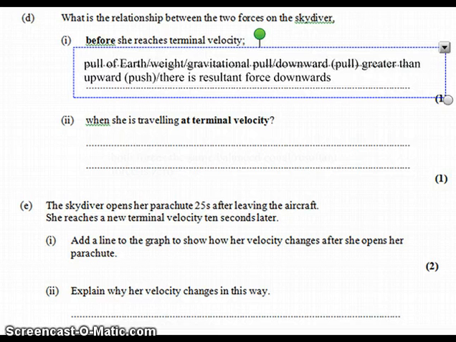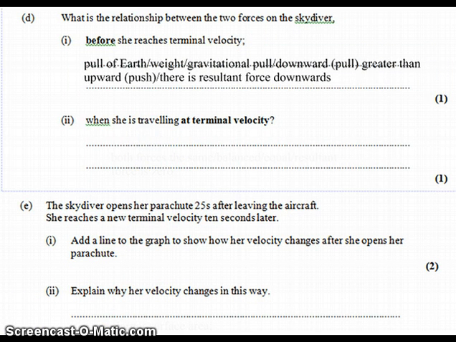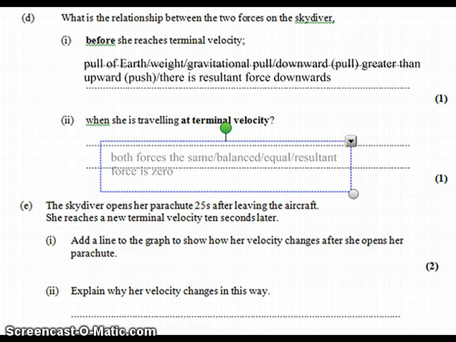And part 2, when she's travelling at terminal velocity, she is no longer accelerating, so therefore the forces must be balanced. So what you need to say is that both forces are the same or equal, or there is no resultant force, or the resultant force is 0.